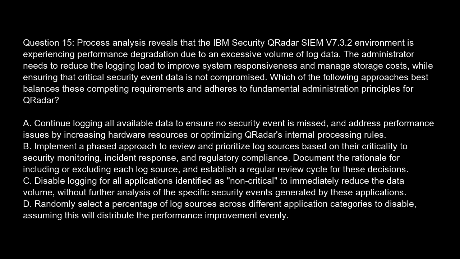Option C. Disable logging for all applications identified as non-critical to immediately reduce the data volume, without further analysis of the specific security events generated by these applications. Option D. Randomly select a percentage of log sources across different application categories to disable, assuming this will distribute the performance improvement evenly.